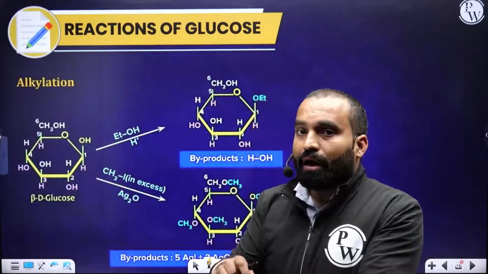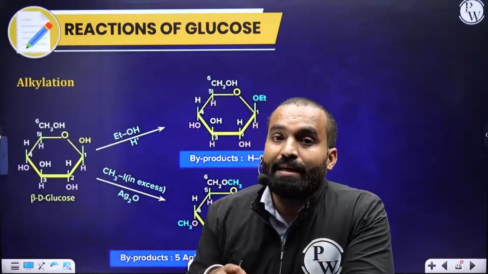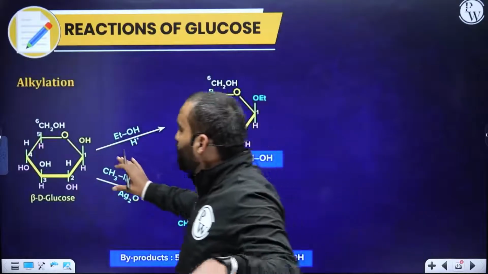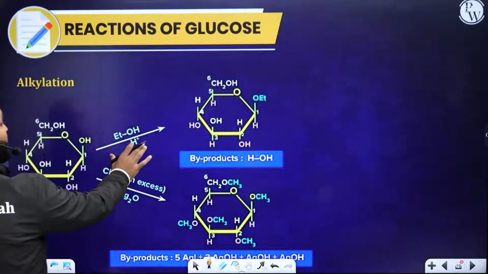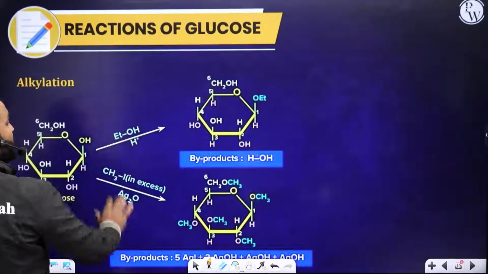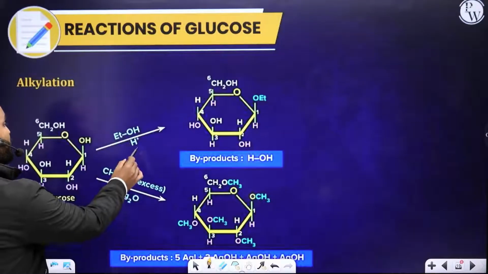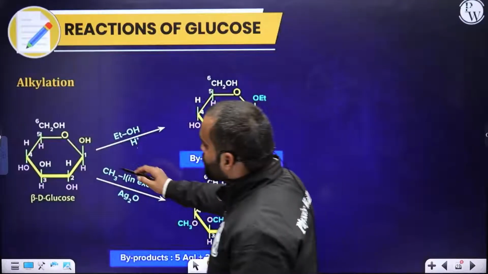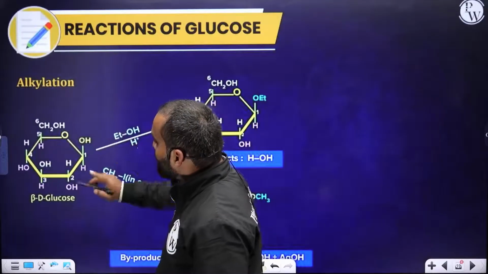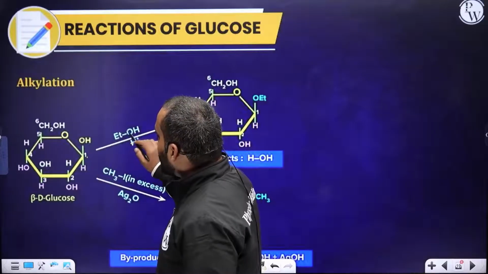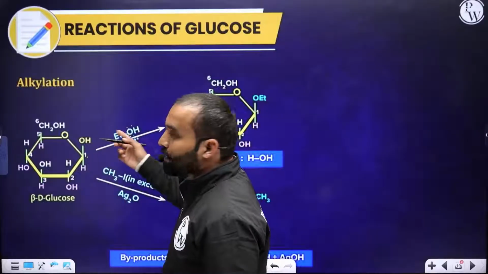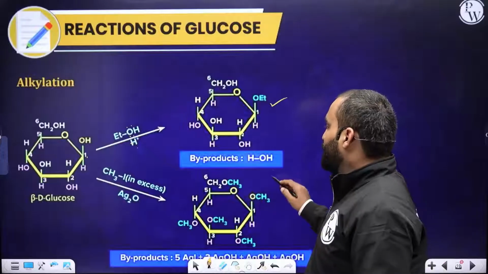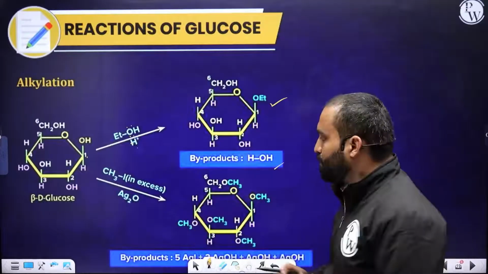We can treat an alcohol with an alkylating agent to make it an ether. There are various alcohol units present. If I treat it with ethanol, in the presence of H plus, what is the product going to be? This OH, at carbon number 1, will get protonated and the ethanol oxygen is going to attack. That will replace OH by OEt. This produces a byproduct, water. That's a plain reaction.